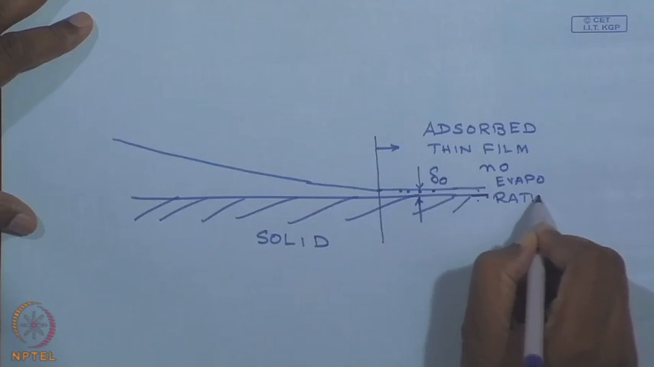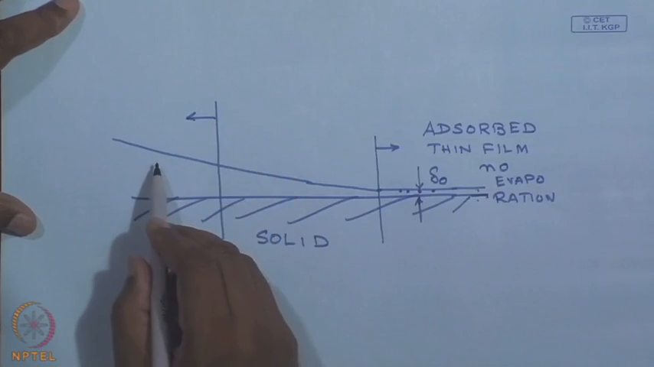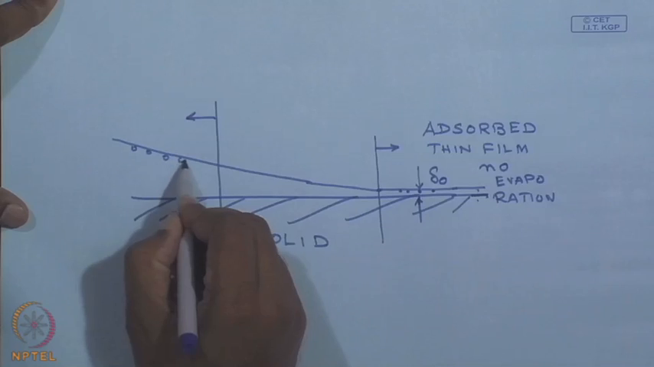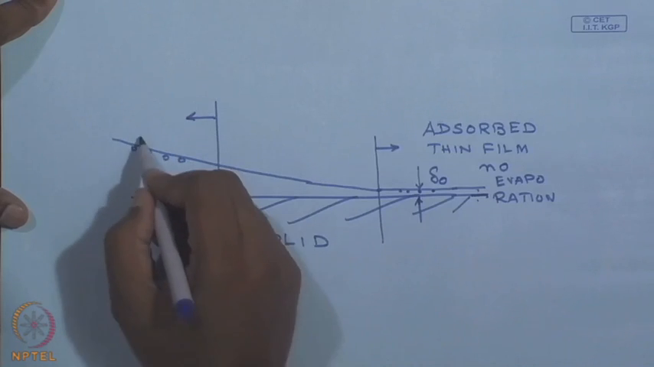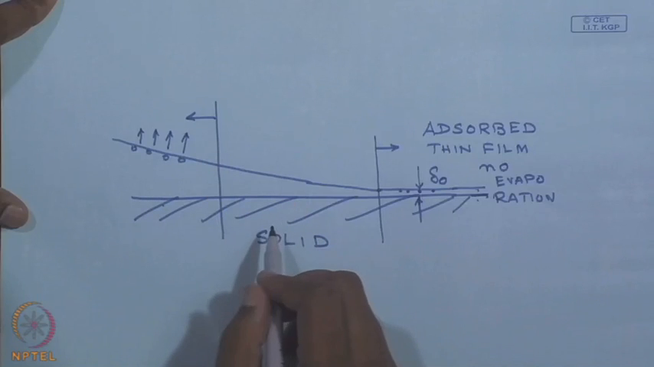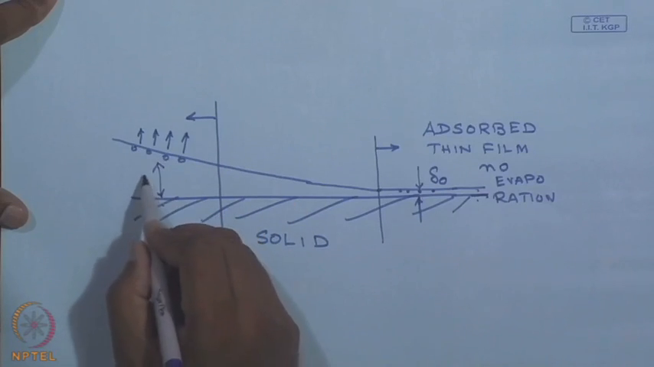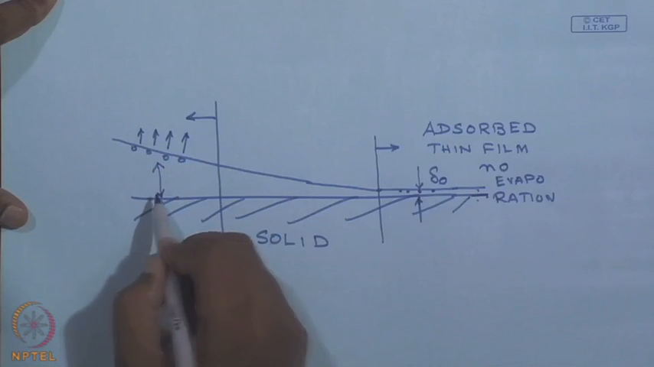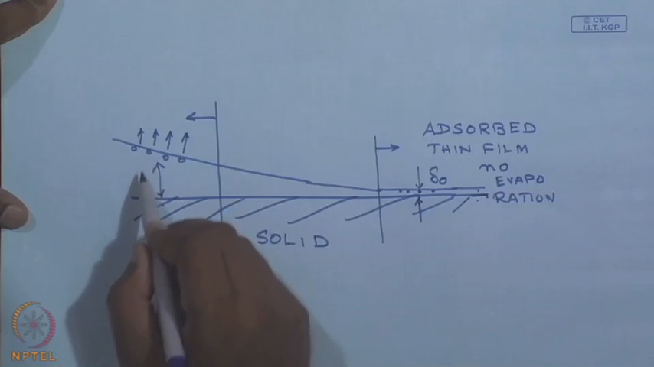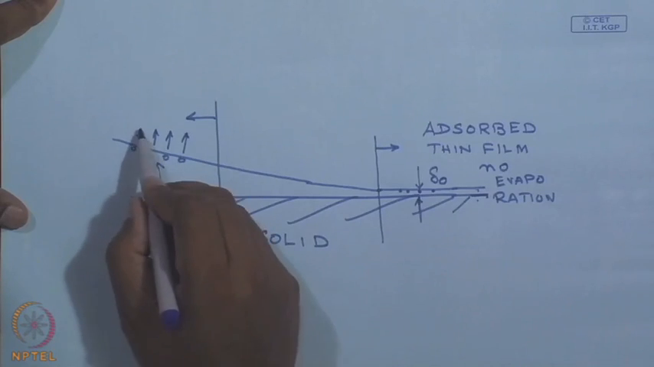In this section the film is quite thick, and the molecules over here are not bound to the solid. So, they are free to evaporate. Evaporation is definitely possible from this region, but since the thickness of the film is quite large compared to the thickness over here, the conductive resistance of the liquid will not allow much evaporation from this region.